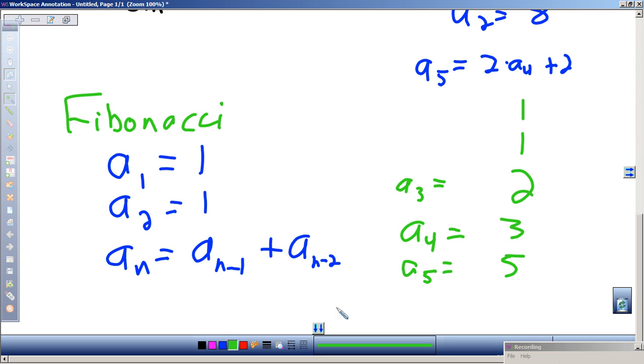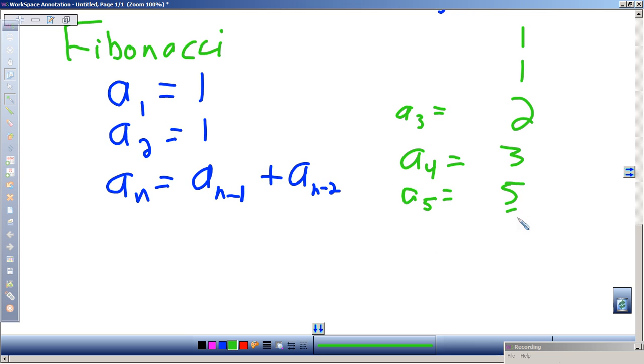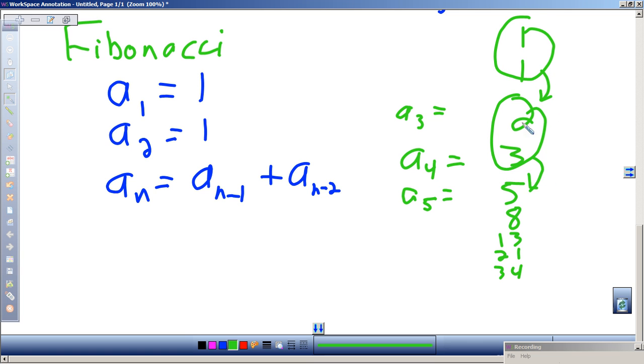5. Then the next one, A6, gives us 8. Then we get 13, 21, 34, and so on. Are you seeing where these are coming from? Each one of them, we're adding the 2 previous, like these 2 to get that one, these 2 to get that one, and so on.